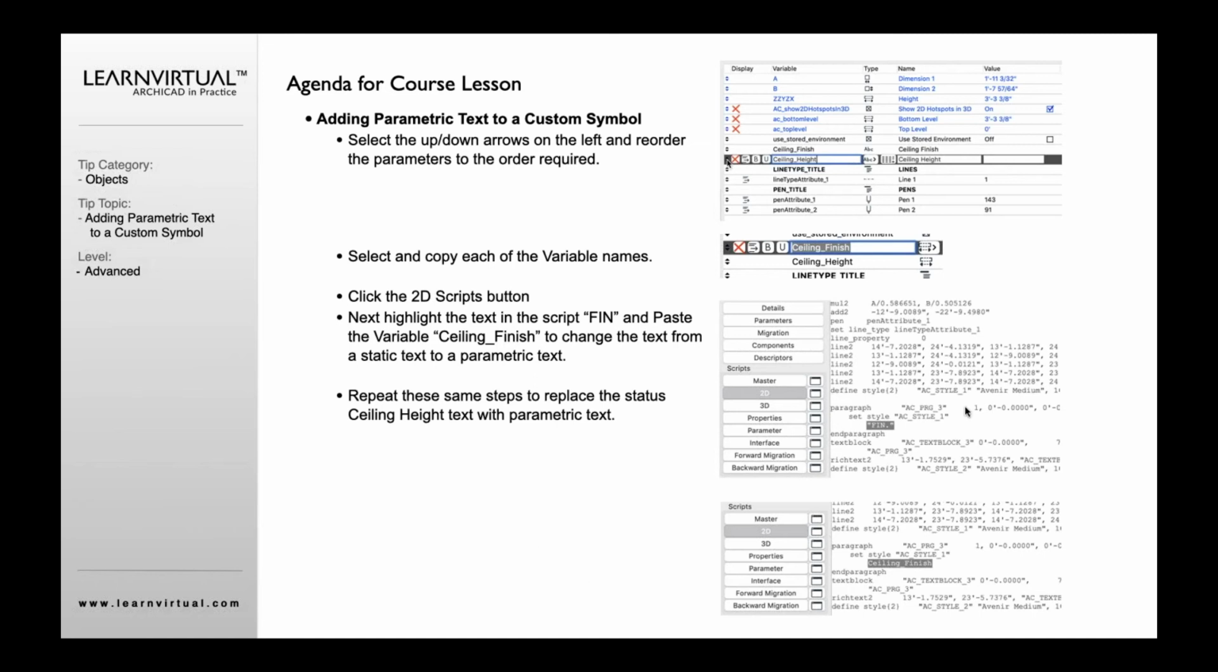text. So the default text would have been what we had put in here when we created that symbol initially, which was fin dot. And that's what Archicad puts in here as a default with quotation marks on each side. So what we want to do is select all of that, with the quotation marks, and replace it with ceiling_finish. So it looks like this. That way, that becomes the variable that allows this parameter to change that interactively.